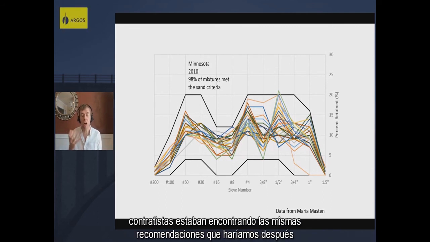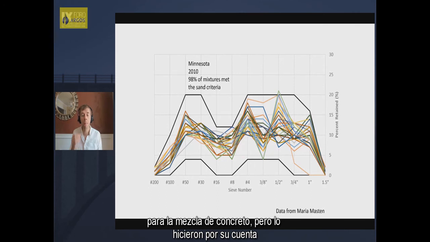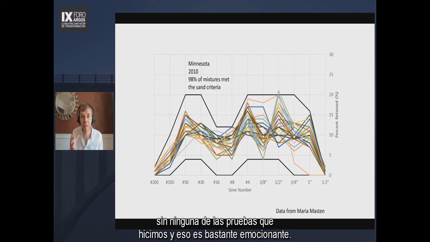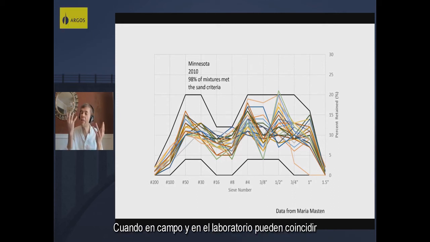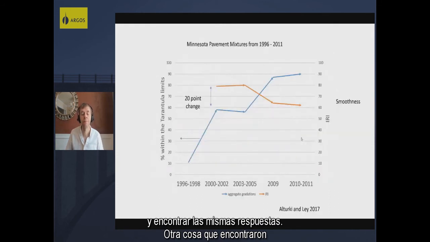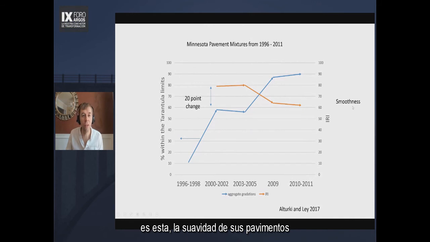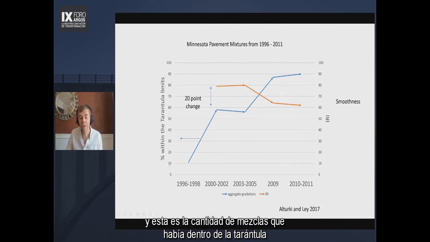So the contractors are finding the same recommendations that we would make for the concrete mixture, but they're doing it on their own without any of the testing that we did. And that's pretty exciting when the field and the laboratory can come together and find the same answers. Another thing that they found is the smoothness of their pavements, and this is the amount of mixtures that were inside the Tarantula.